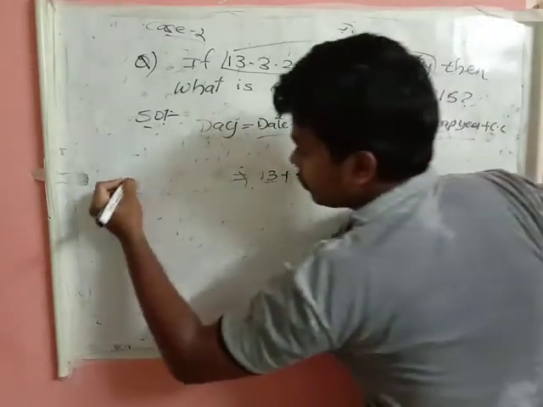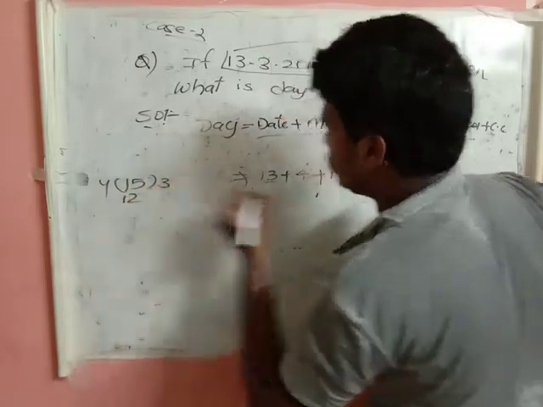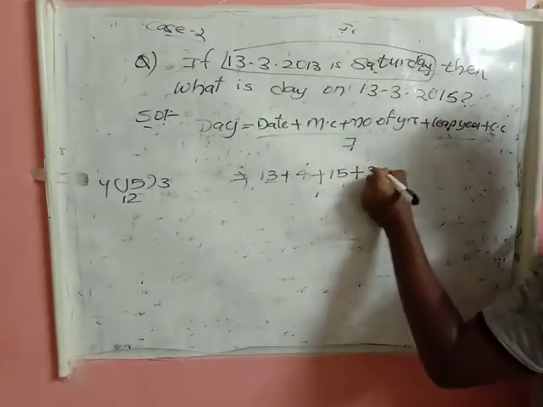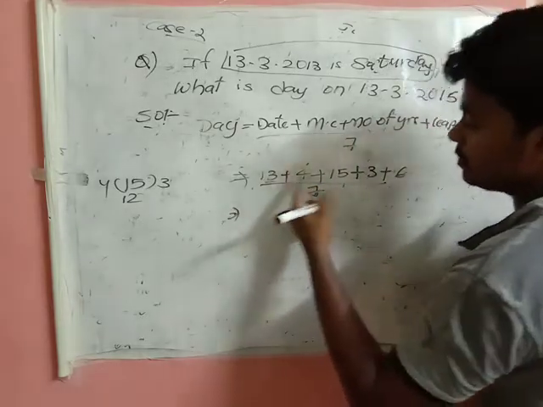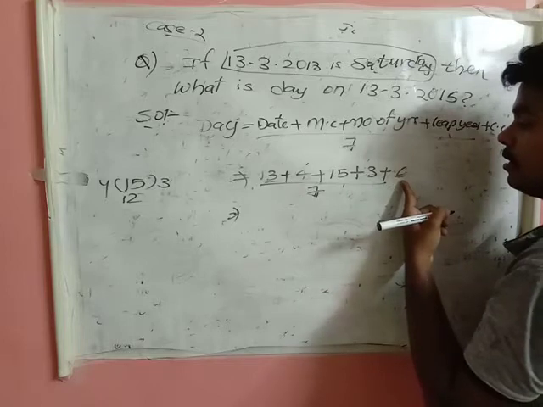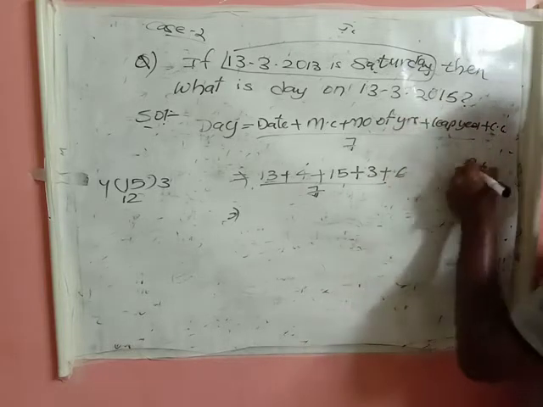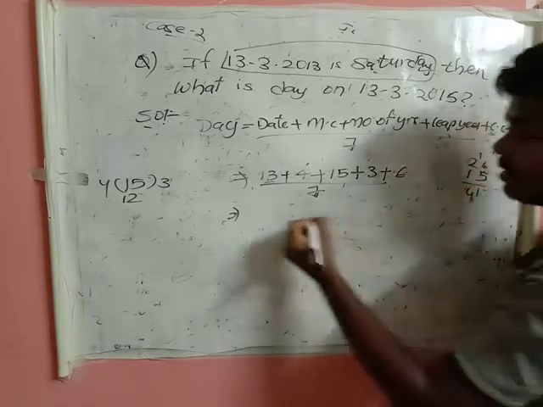To find the number of leap years, I'll take 15 and divide it by 4. 4 3s are 12, so 3. So plus 3. The century code is 6. Now 13 plus 4 is 17, 17 plus 3 is 20, plus 6 is 26. 26 plus 15, I'll be getting 41.